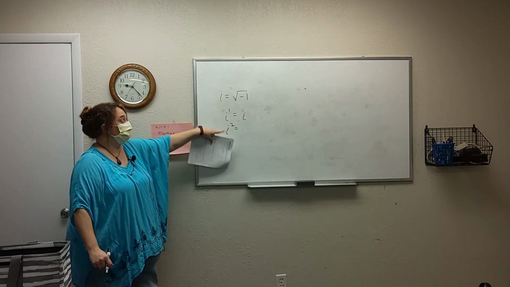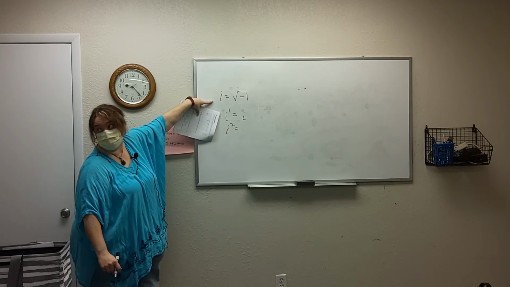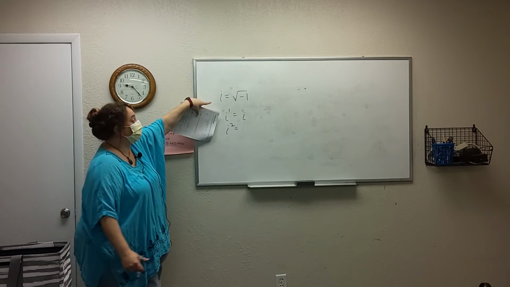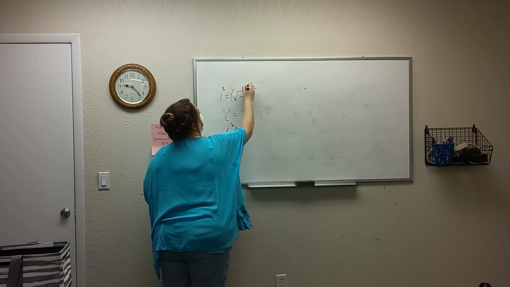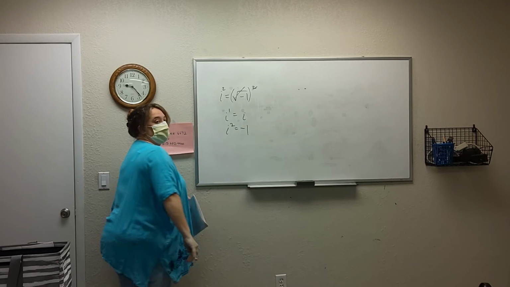i squared, okay, let's figure out what i squared is. Well, i squared, that means you're taking this guy up here, the root of -1, and squaring him. What happens when you square a square root? They cancel out, right? Okay. So those things are going to cancel out. You're just going to be left with -1. So i squared is just -1.